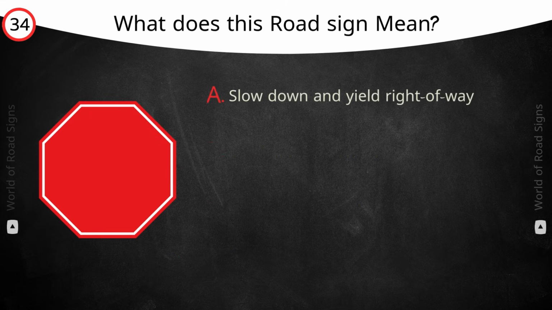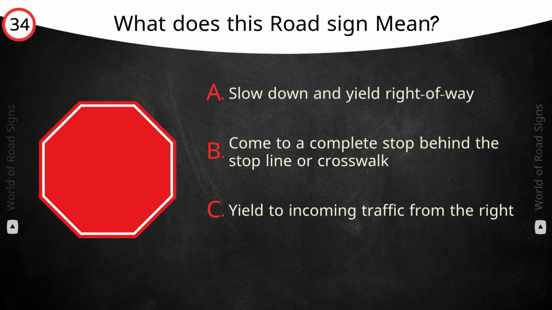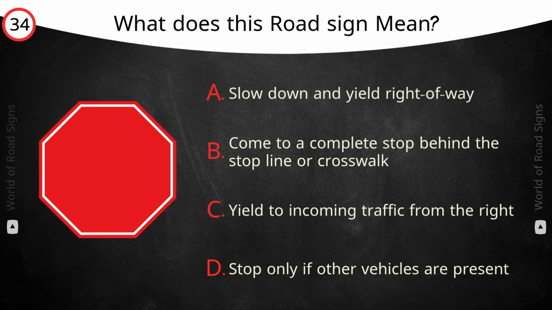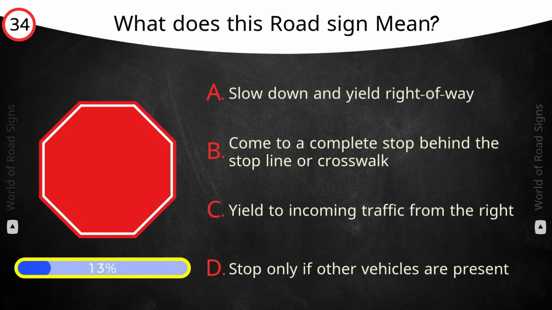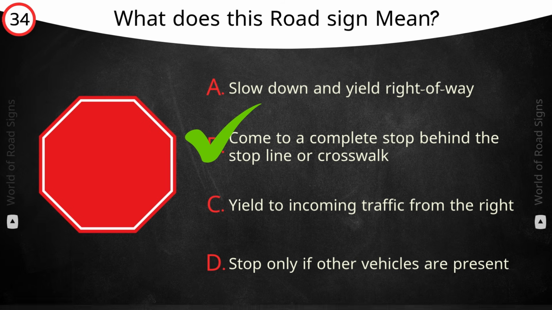Question 34. What is the message behind this sign? A. Slow down and yield right of way. B. Come to a complete stop behind the stop line or crosswalk. C. Yield to incoming traffic from the right. D. Stop only if other vehicles are present. Nice job if you chose option B. Come to a complete stop behind the stop line or crosswalk.